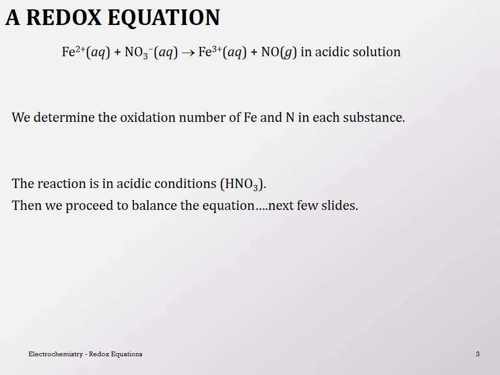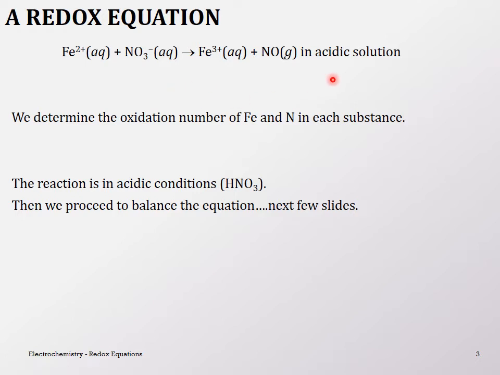So let's look at a redox equation. Here is a simple equation with iron 2 plus reacting with the nitrate ion to give iron 3 plus and nitrogen monoxide gas. Now it says here this is an acidic solution, and we have to know that so that we know how to balance the equation when the time comes.